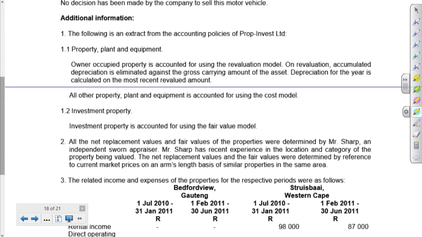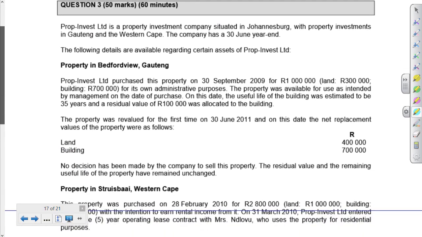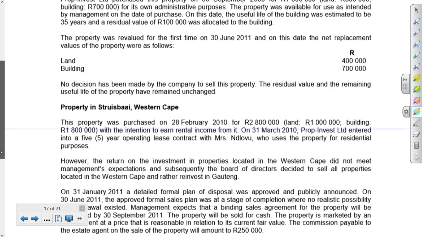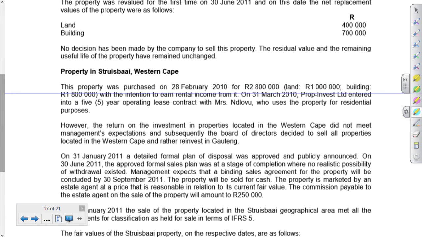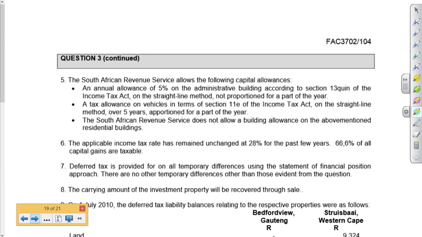Owner-occupied property is accounted for using the reval model. Investment property is accounted for using the fair value model. It's not owner-occupied, right? Because we earn rent. Property investment company. The Bedfordview one is owner-occupied. The Cape one was the investment property where we earned rent. Okay. What else was there?